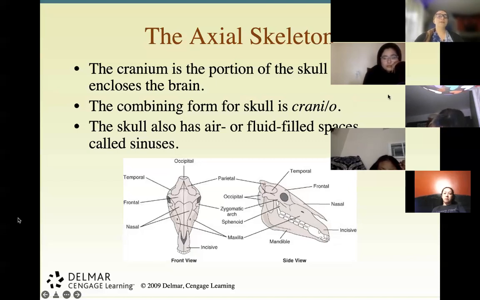And the skull is also going to have air and fluid filled spaces called the sinuses. So you can see sinuses, it's going to be in the nasal cavity. You can see that there. Now, if you do decide to expand your knowledge, go to tech school, you're going to learn about the different fossas and all of the other different air or fluid filled spaces in the cranium, but I'm not going to get that much into detail with this.